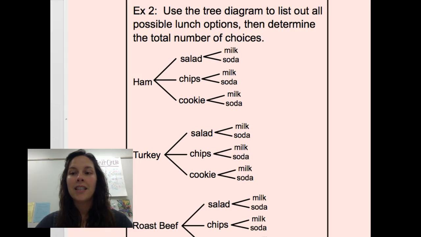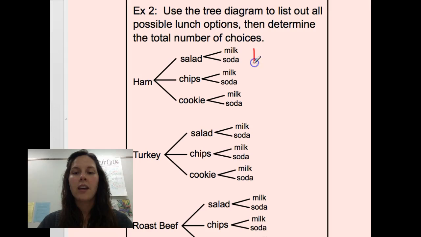So it says list out all possible lunch options. I'm going to start listing them out. There will be several lunch options here. So I'm going to list out all possible options for ham, and just know that we could change the ham to turkey and then roast beef to get all of the other possibilities. So what we're going to start doing is listing our sample space. The sample space is the list of all possible outcomes.